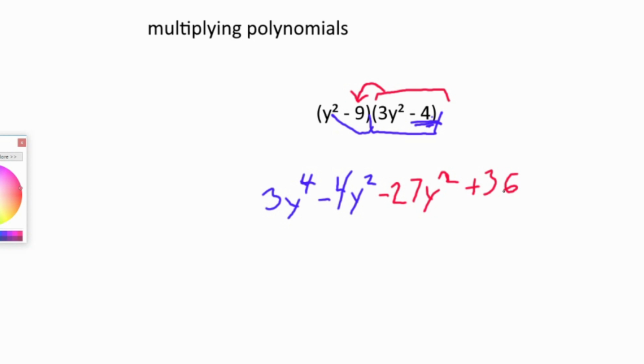So that's our answer. But as you can see, we have y squared and y squared. So we'll have to simplify it to arrive at one of the possible multiple choices on the test. So the final answer will be 3y to the fourth minus 4y squared minus 27y squared. So negative 4 minus 27 is minus 31y squared plus 36. And that's your answer.